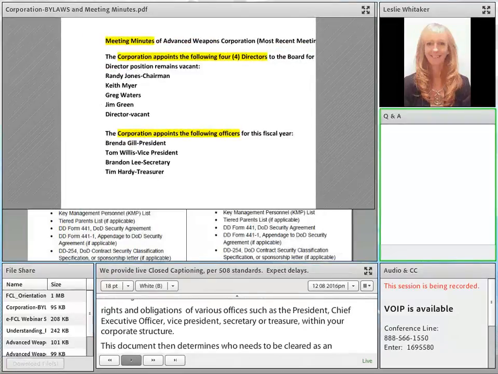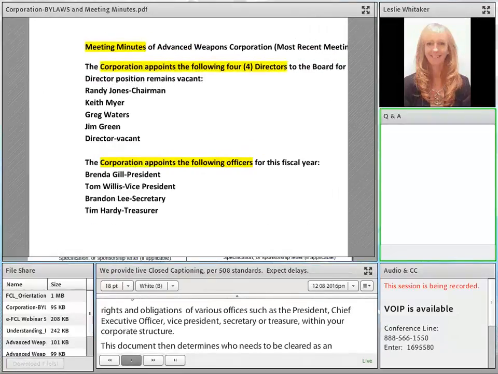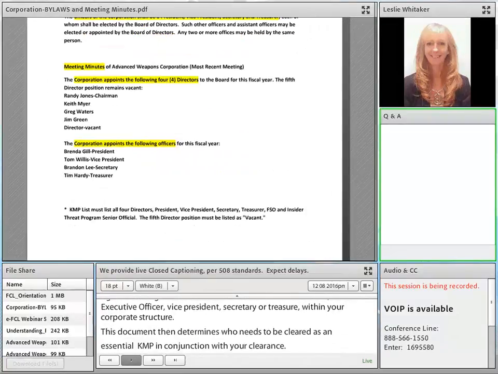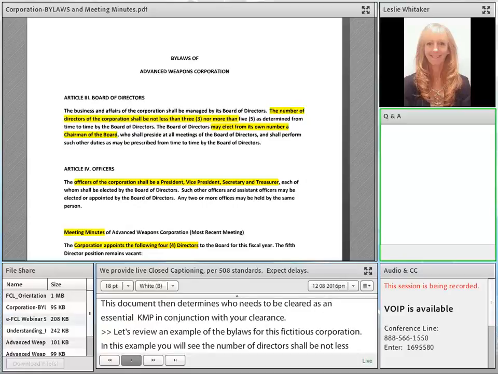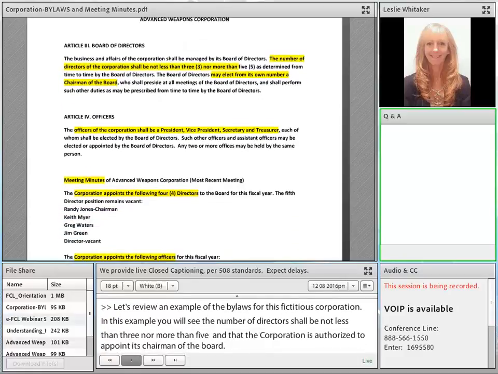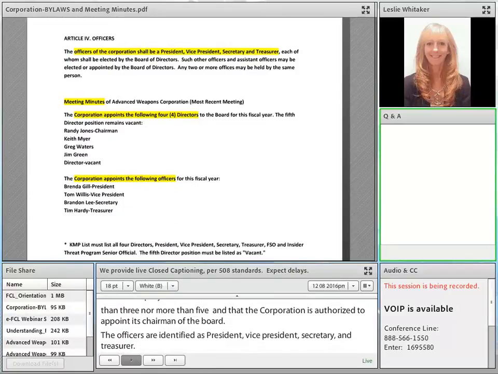In this example, you'll see that the number of directors shall be not less than 3 nor more than 5, and that the corporation is authorized to appoint a chairman of the board. The officers are identified as President, Vice President, Secretary, and Treasurer. Typically, the annual meeting minutes will identify who holds these authorized officer and director positions and will indicate if any of these positions are currently vacant.